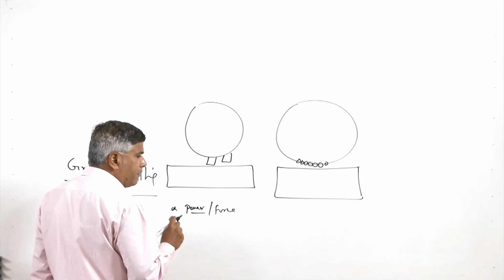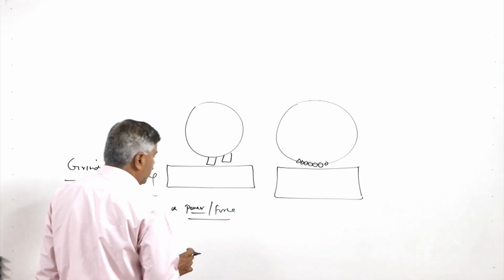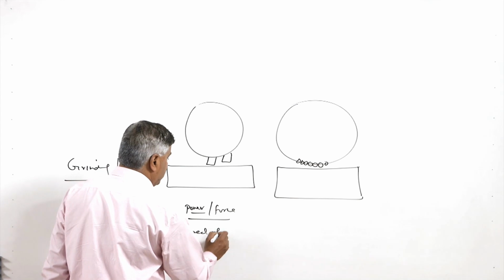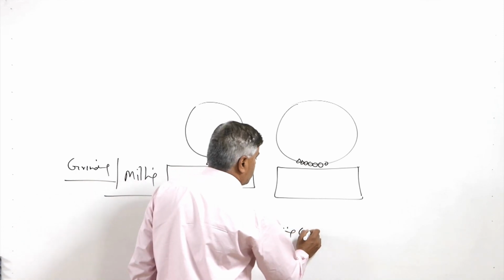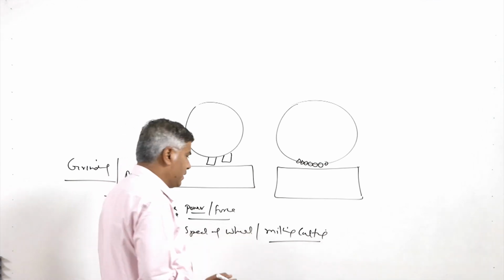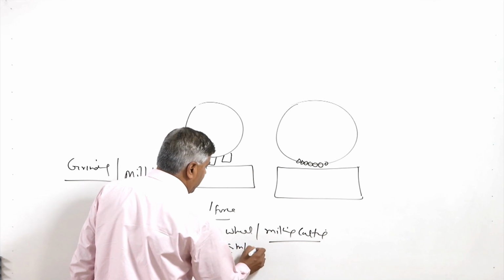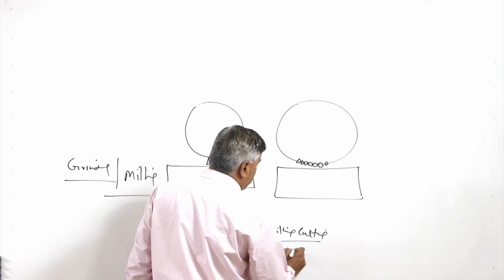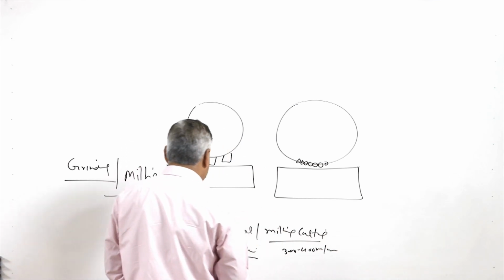Another aspect is the speed of the wheel or the milling cutter. Milling cutters rotate at a much lower speed as compared to grinding wheels. Grinding wheel speeds of up to 2000 meters per minute are normally used, but for milling, speeds like 300 or 400 meters per minute or even lower are used.